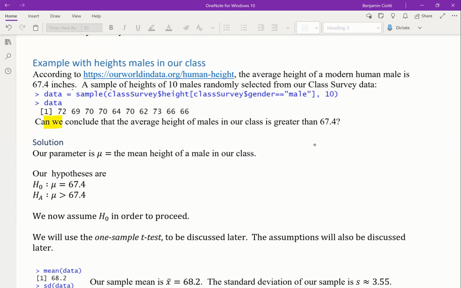If you read the question carefully, you'll see that I'm asking for a one-sided hypothesis test because the key word there is "greater." Hence, my alternate hypothesis is that the mean height of males in our class is greater than 67.4 inches. We'll now assume the null hypothesis in order to proceed with the test.